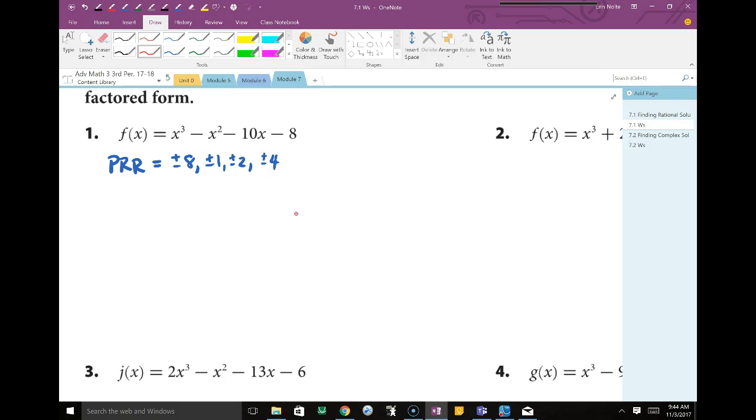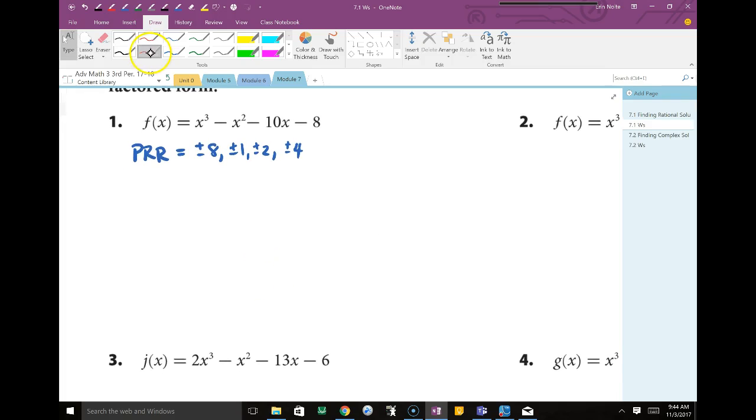Let's say we pick one of them. Which one do you think might work? Anybody want to make an educated guess? 1. Well, I heard 1 first, but we'll go 2 next. Okay, pause, don't write this down, just watch for a second. I'm going to do 1, and then the numbers that follow are 1, negative 1, negative 10, negative 8.